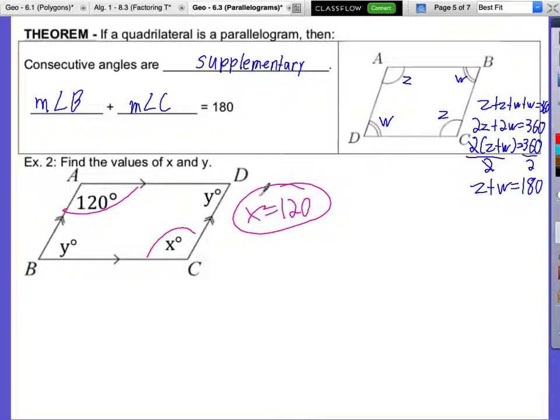Okay, Kaylee Clark. I did the consecutive angles, so I did 120 plus y equals 180. Which Y did you use? It doesn't matter, they're the same. And then I subtracted 120 from each side.